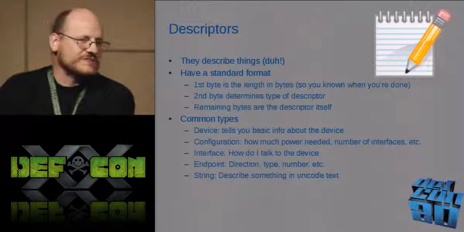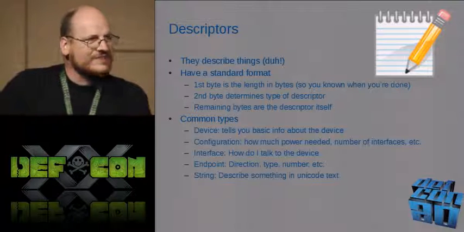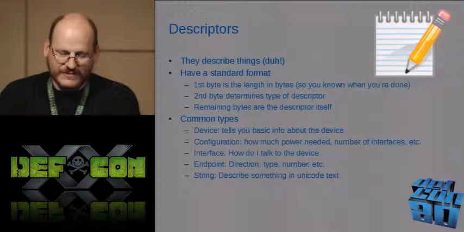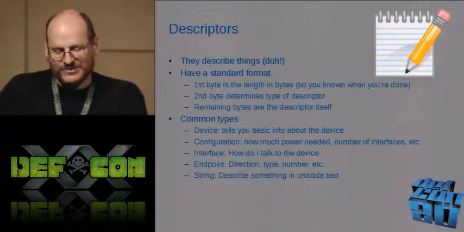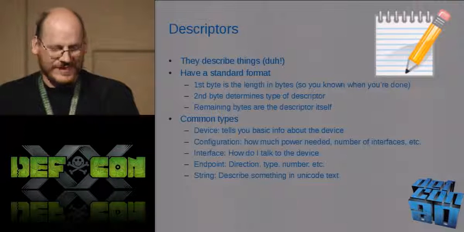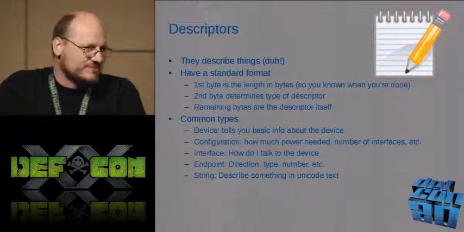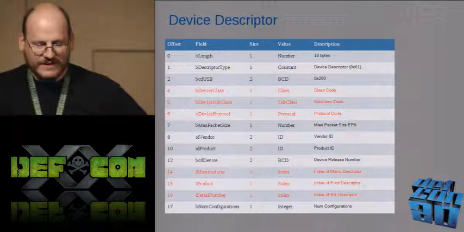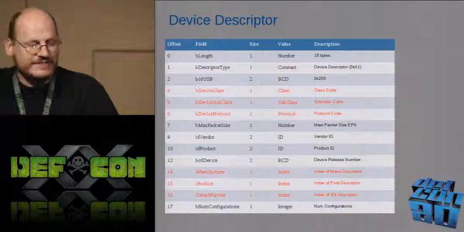Some common types of descriptors: a device descriptor is what's gotten first, and it tells you basic stuff like how can I talk to this device, what sort of power requirements does it need, things like that. Configuration tells you how much power, how many interfaces it has, how do I talk to it, et cetera. Interface then goes on to further describe the device, and then we have endpoint descriptors, which tell us about each of the endpoints, and string descriptors, which just give us strings in Unicode. All right, so device descriptor, what does it send you? First thing it's going to send you is the length, and then the descriptor type. In this case, it's descriptor type 1.